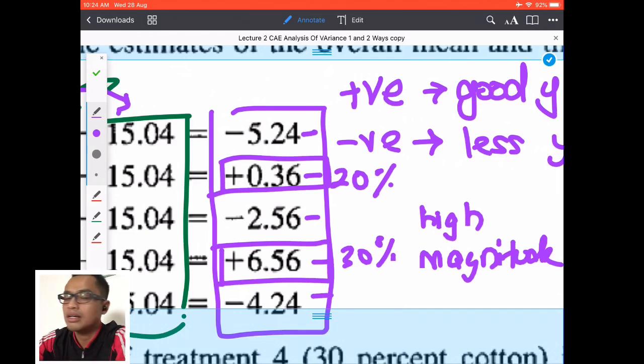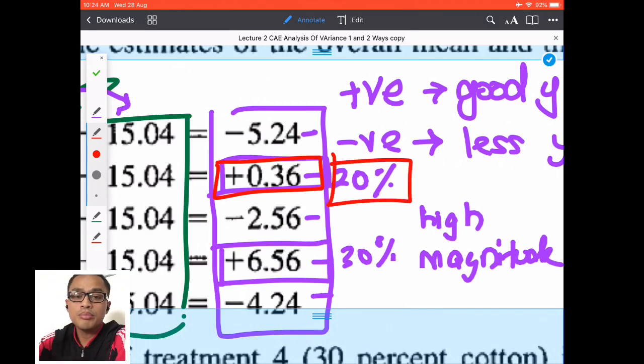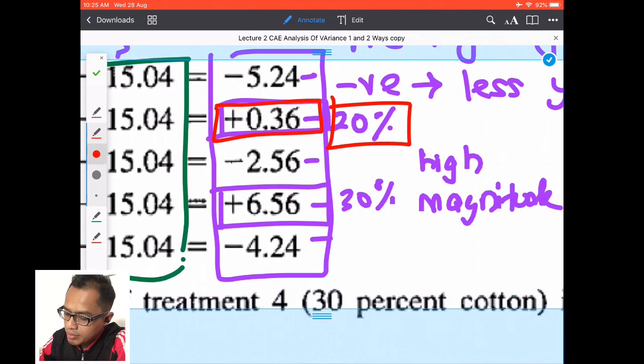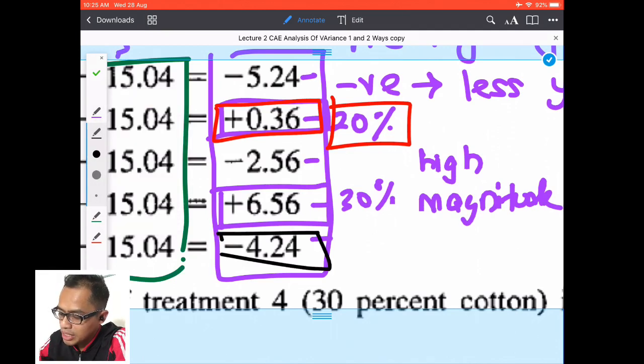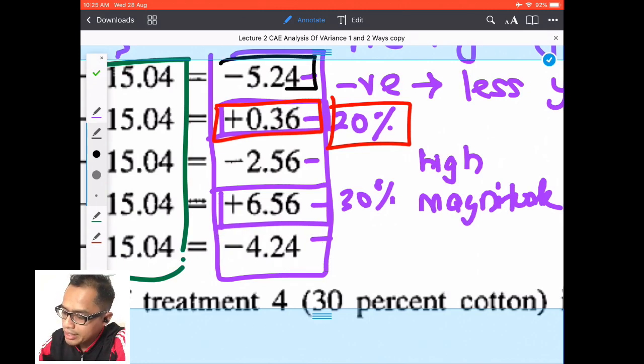So let's go back to our issue just now. We want to cut costs, and we also want good strength. So the best answer is actually the plus 0.38, the 20%. Put 20% of cotton in that shirt, you have good strength, you have a good value. So which one is the worst? The worst is -5.24, which is just 15% of cotton. So you don't put 15% because it's not good, right?